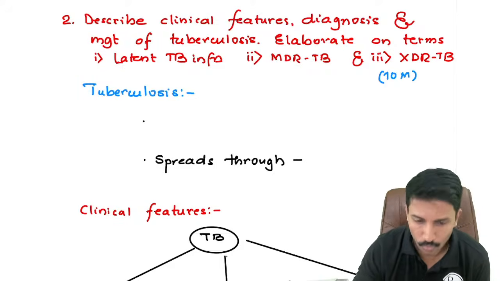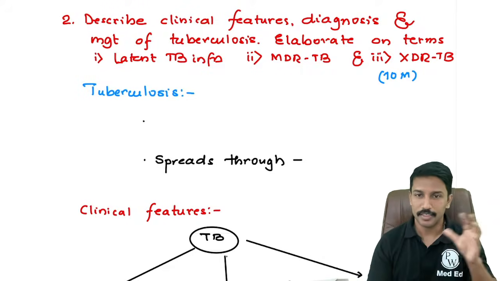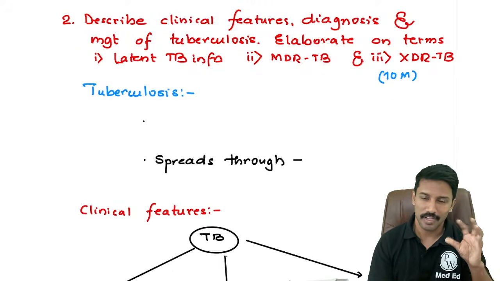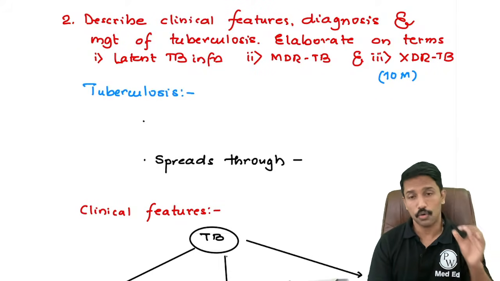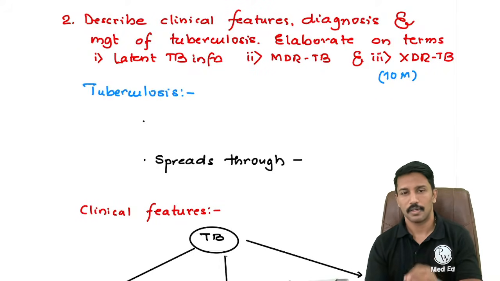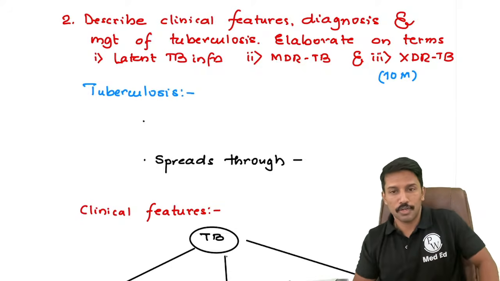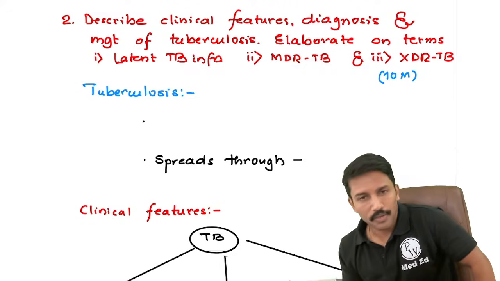The question may also have another layer, like write a short note on the diagnosis and management of TB meningitis, or write a short note on abdominal tuberculosis, right? Or write a short note on pulmonary tuberculosis. So we should be able to address that.